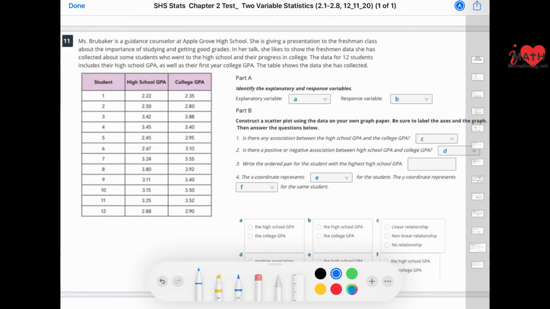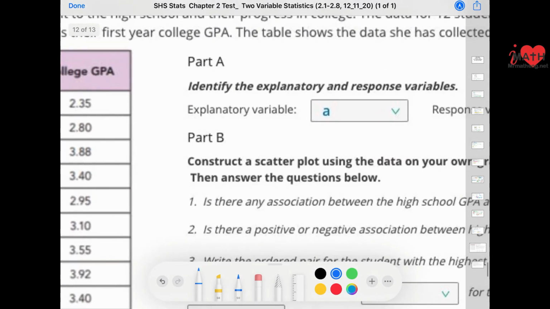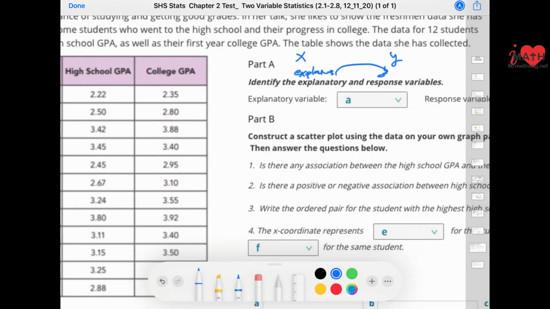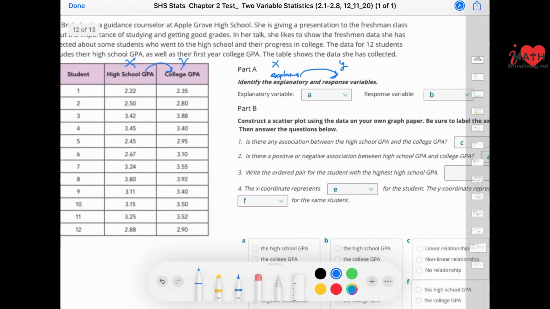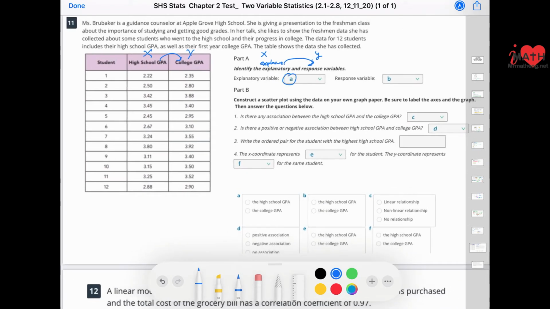Okay, what is the explanatory variable? The explanatory variable helps explain the response. Here, the high school GPA explains your college GPA. So A is going to be high school GPA. And what is the response? That would be college GPA.